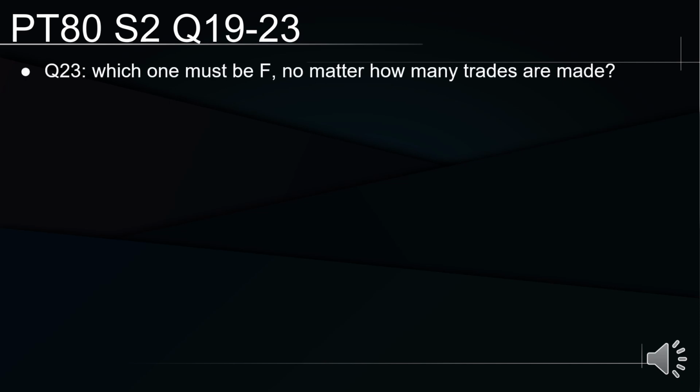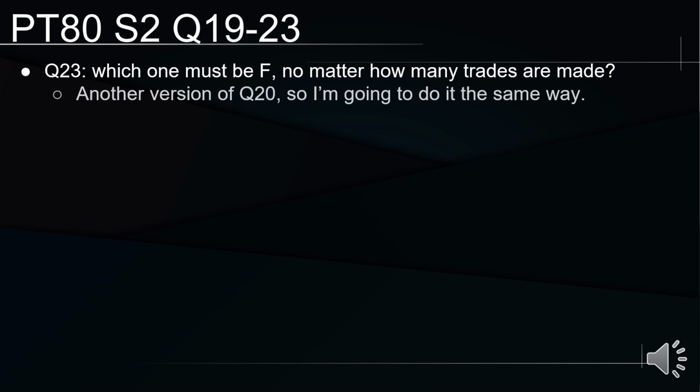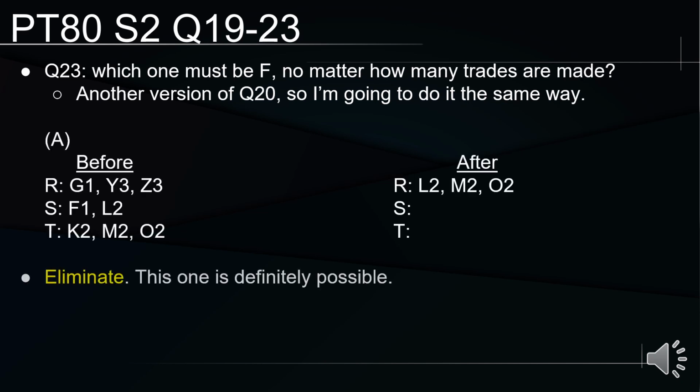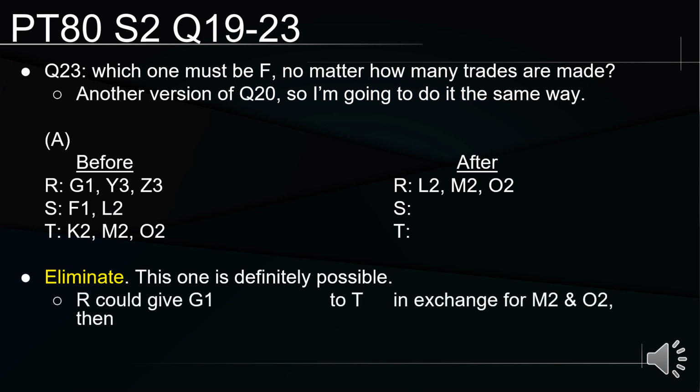So barreling right along to the final question here, number 23. Which one must be false no matter how many trades are made? This is basically a repeat of question 20, so I'm really just going to do it the same way. So starting with answer choice A, we have our before and after scenarios here. I'm going to eliminate this one because it definitely feels possible. R could give G to T in exchange for M and O.